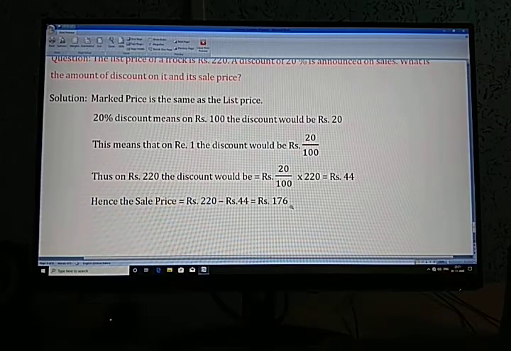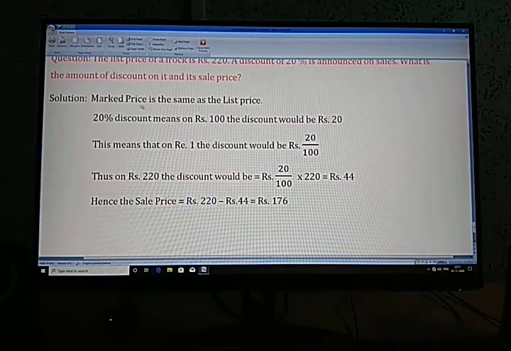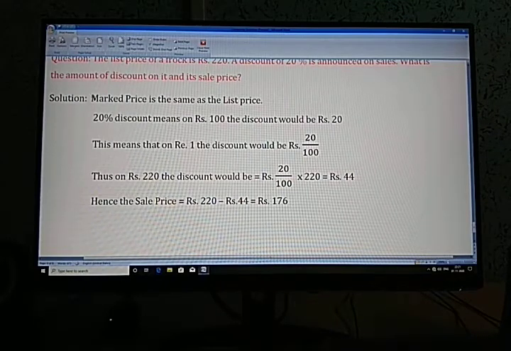There is also one more method, also based on the unitary method, but you can see it in the textbook, where it's given. I have not done it here, but this method is also not very tough, one of the easiest methods. As I always say, maths can be done in various methods. Whichever method you find suitable, you always go for it. So that's it for discount.